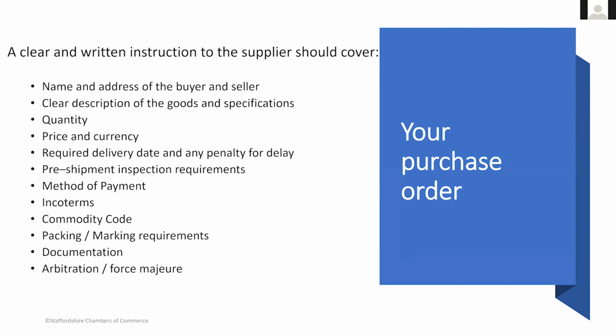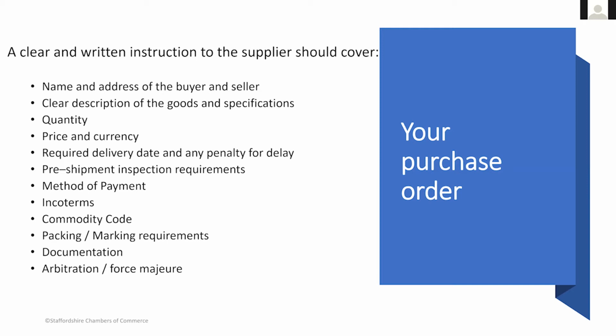So your purchase order. Once you've done your due diligence, checked your supplier out and gone through all the considerations we've just talked about, then you need to confirm your requirements to your supplier. As it says here in the slide, clear and written instructions to the seller, and the list is self-explanatory. It's best to confirm the details of the purchase with your supplier right at the beginning and make sure you receive confirmation from them, so you are happy in the knowledge that they can meet your requirements.